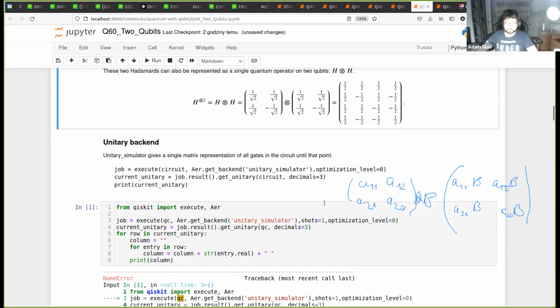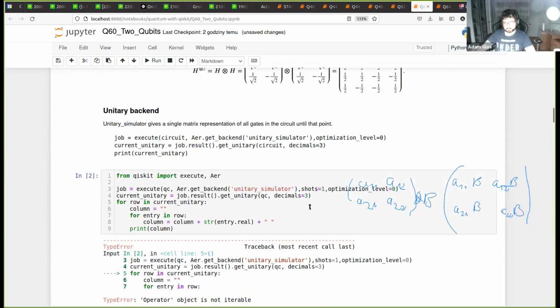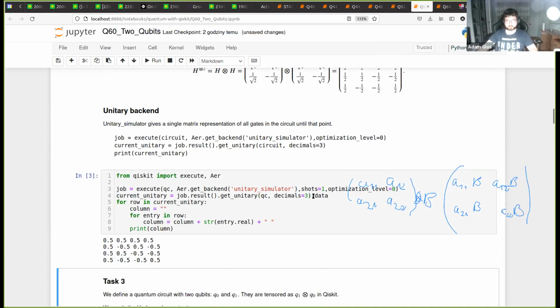And finally, you can get this matrix by running another simulator, which is also not physical, called the unitary simulator. There's one thing, there's a mistake in the code. Here the data is missing. So please remember, when you check this unitary matrix, that you should add this.